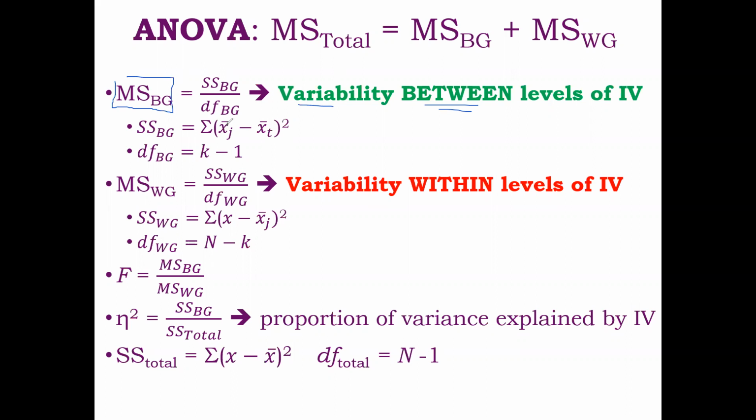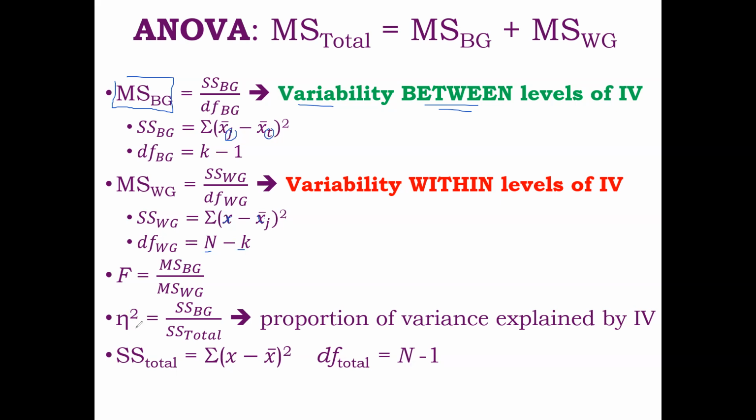And here we just have the sum of the squared deviations between the mean of the group and the grand mean, the mean of everybody. Degrees of freedom between group is number of groups minus 1. Mean squares within is just the sums of squares within group, which is the deviations between the individuals in the group and their group mean. We want this to be small, right? Ideally. So mean squares within is sums of squares within divided by degrees of freedom within, which is n minus the number of groups. Again, F, you divide your mean squares between by mean squares within.